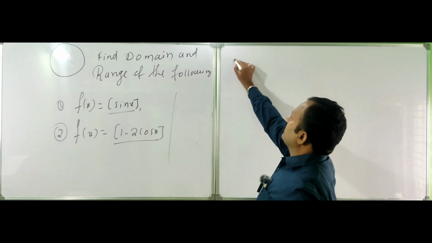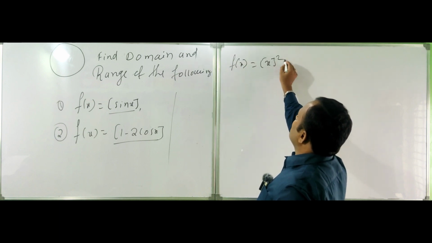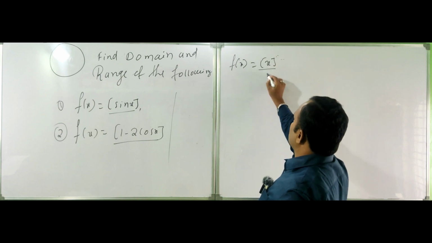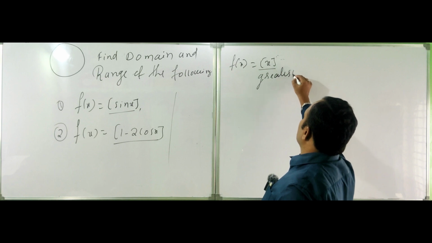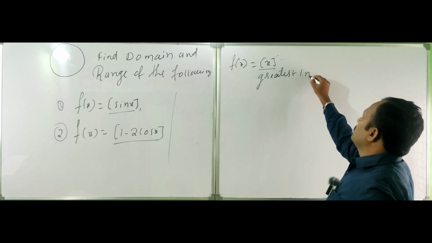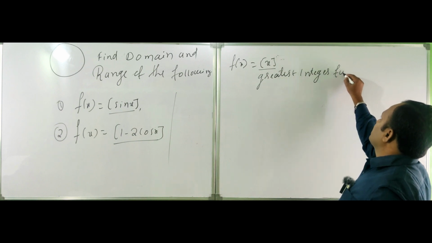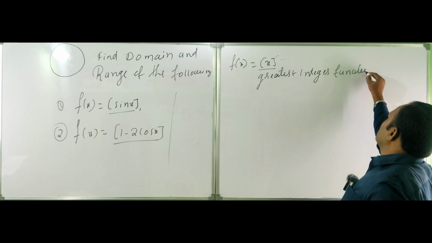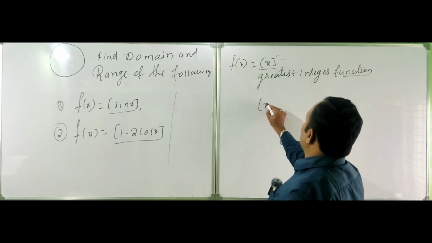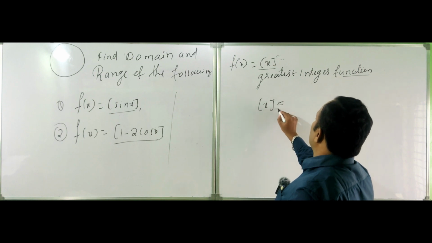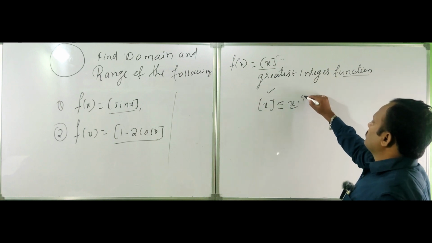Before starting this one, this is called the greatest integer function. The definition is: the greatest integer less than or equal to x. This is the function, this is the integer.